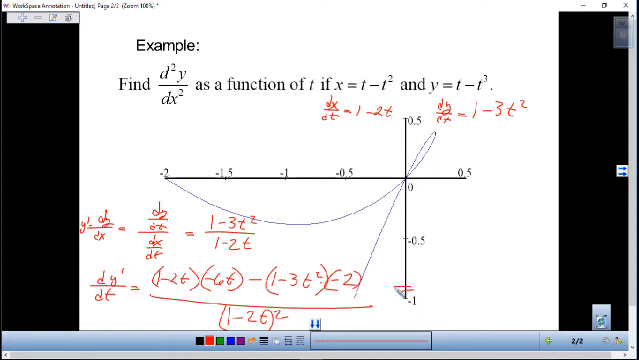All right, so when we distribute here, we're going to get negative 6t plus 12t squared. Distribute this minus through to the 2, and that means that these are going to be plus. So we get 2 times 1 gives me plus 2. And then 2 times the negative 3t squared gives me minus 6t squared, all over 1 minus 2t quantity squared.